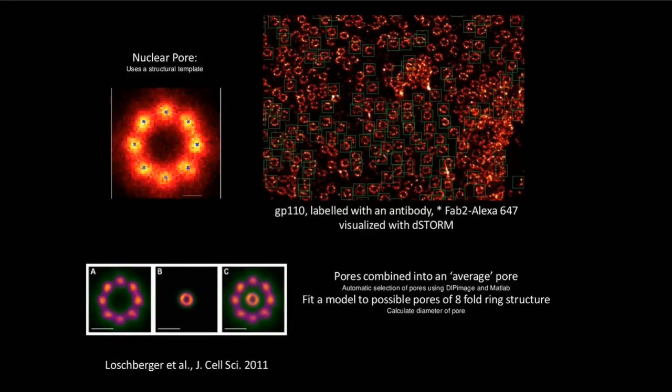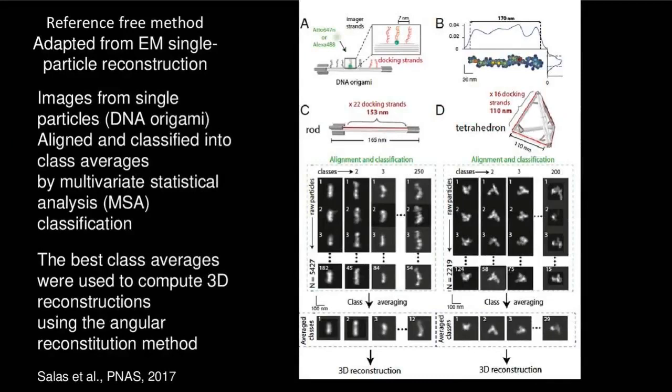That was followed up with more work. So again, this is using a template, a structural template. You can see here are the nuclear pores being picked, and here's the sort of final images. But of course, that's using a template, which could potentially give you a little bit of bias, even though, of course, for the nuclear pore, we have a pretty good idea of what the symmetry is from EM data and so on. This is a reference method.